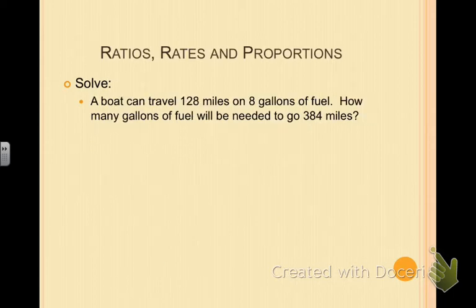A boat can travel 128 miles on 8 gallons of fuel. How many gallons of fuel will be needed to go 384 miles? First, set up the first fraction based on the fact that we know the boat can travel 128 miles on 8 gallons. We can write the rate 128/8. Remember that you put miles on top and gallons on the bottom.